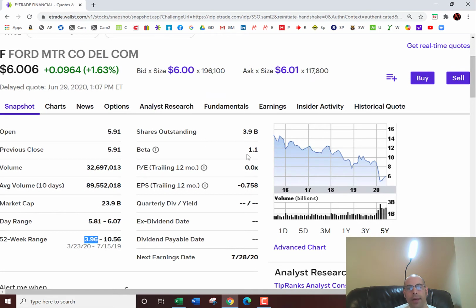The beta, that's the volatility of the stock, how much the price of the stock moves relative to the market. So if the market goes up 1%, this stock should go up 1.1%. So they have a 0 PE because they have negative earnings. And EPS is earnings per share. That's how much money you earn per share of stock you own. So if you own one share of stock, you lose 75 cents in earnings. Earnings are the net income.